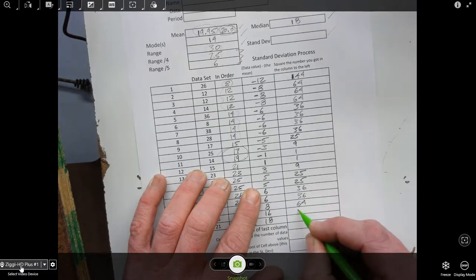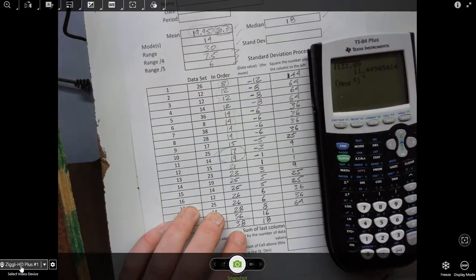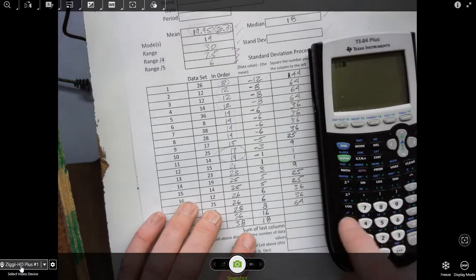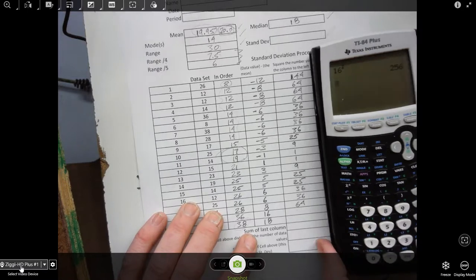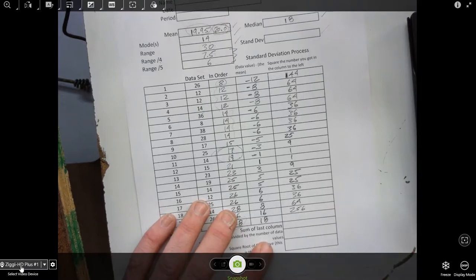16 squared, now that one's going to get me. Let's see, 15 squared is 225, but that's not going to help me. I need 16 squared. I'm taking a look for my calculator. All right. Got myself a calculator. 16 squared is going to be 256. And 18 squared is going to be 324.